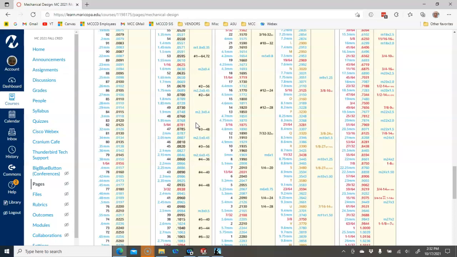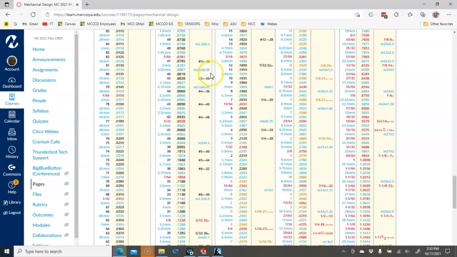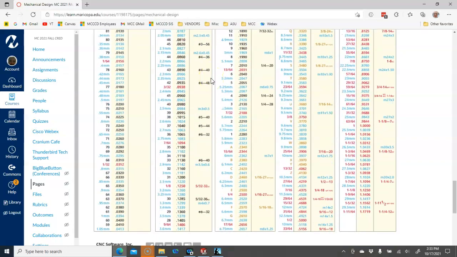and 65-70% thread engagement will only lose a little bit of strength, and usually we're designing for over what we really need. The factors of safety will give us a little bit of variation there. So 1-64 and 72, we don't really run that much. 2-56 and the M2 by 0.4 in the metric are quite common. Don't run 3s all that much.